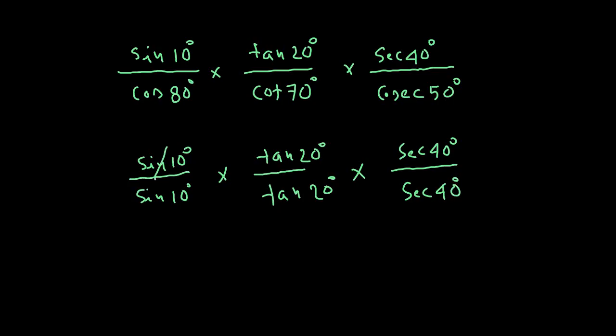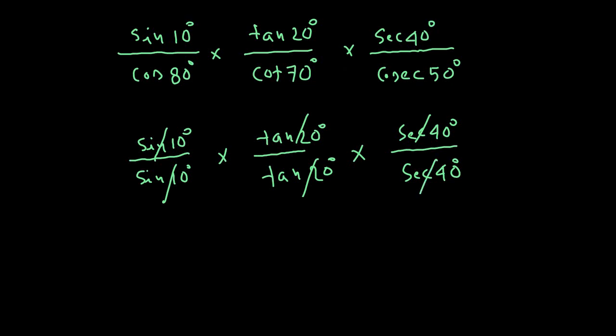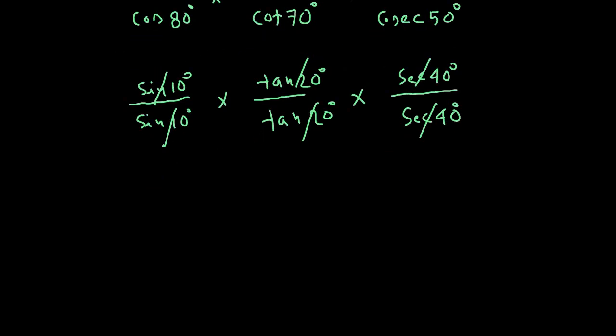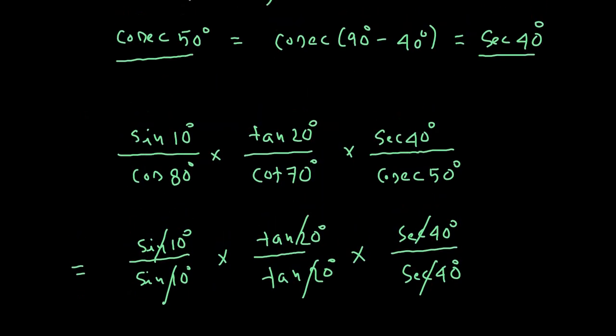So we can cancel sin 10 degree by sin 10 degree, tan 20 degree by tan 20 degree, and sec 40 degree by sec 40 degree. So we have equals 1 times 1 times 1 gives us the value of 1. So this is the value of the given trigonometric expression.